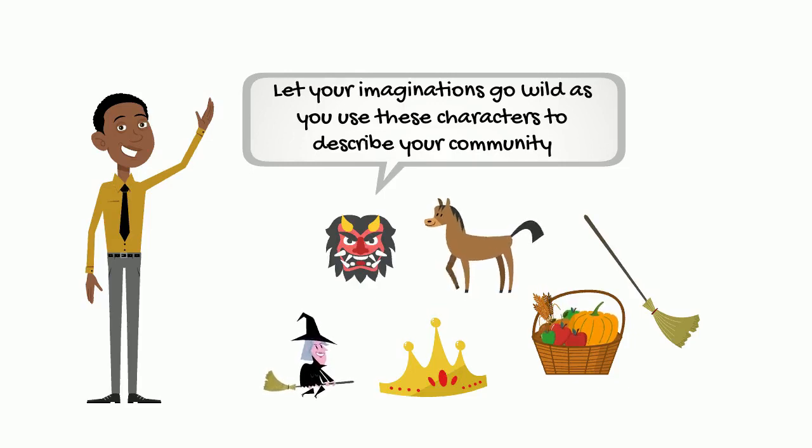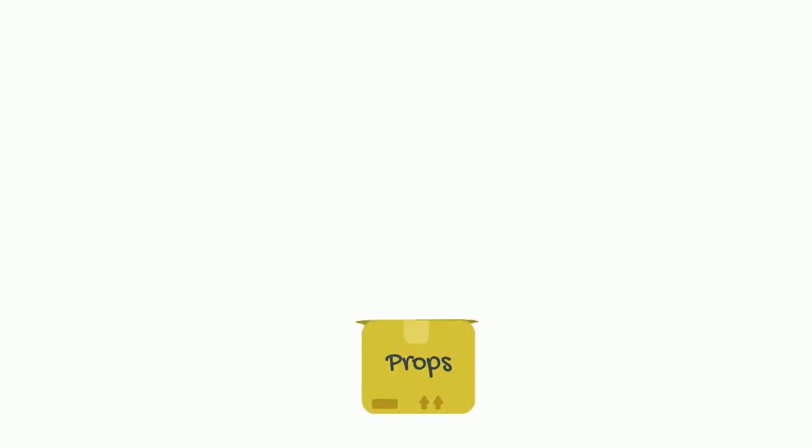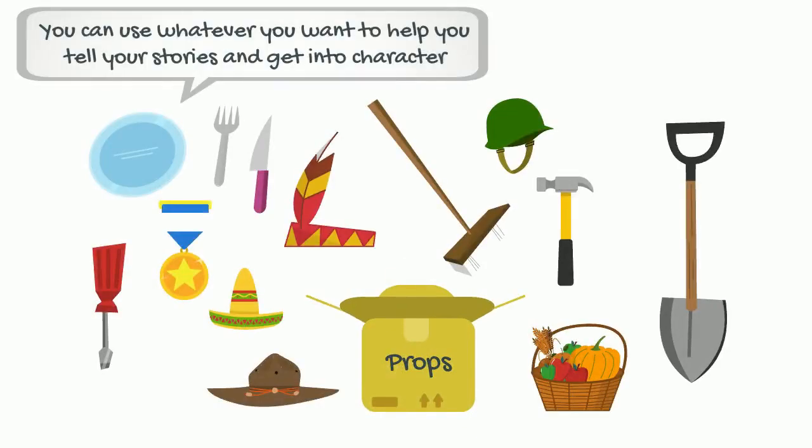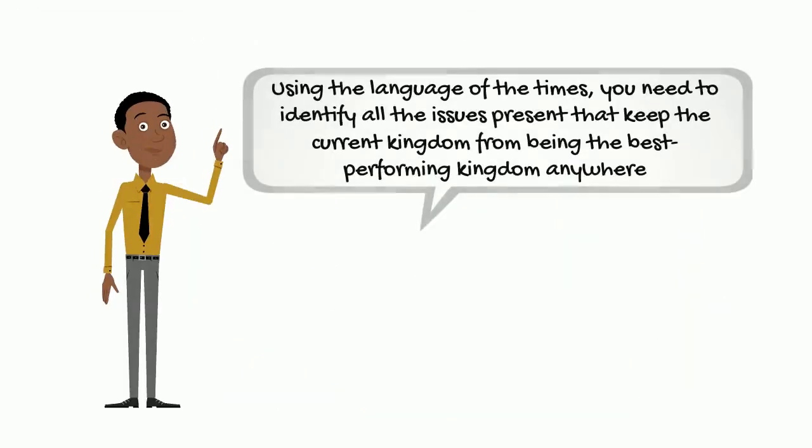Show them the box of props you have prepared and tell them they can use whatever they want to help them tell their stories and get into character. Using the language of the times, they need to identify all the issues present that keep the current kingdom from being the best performing kingdom anywhere.